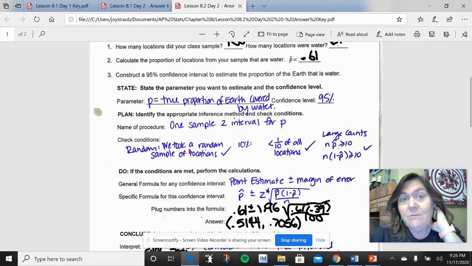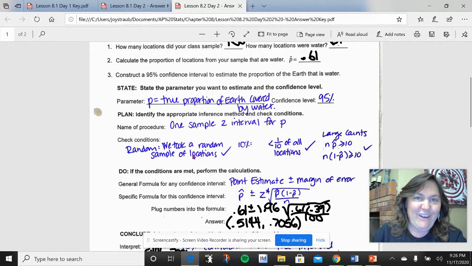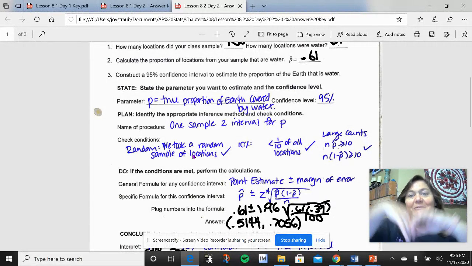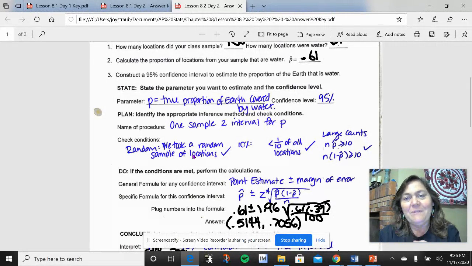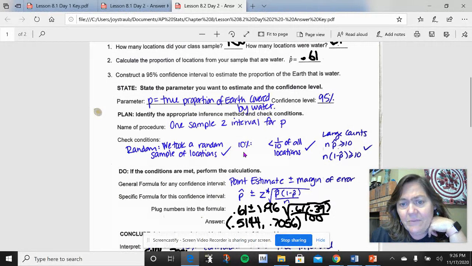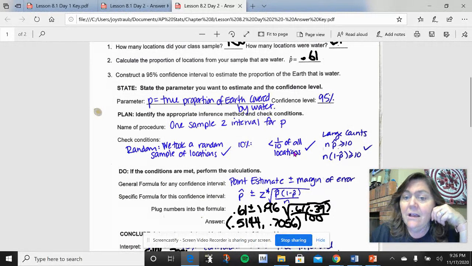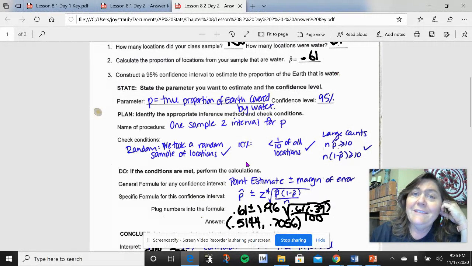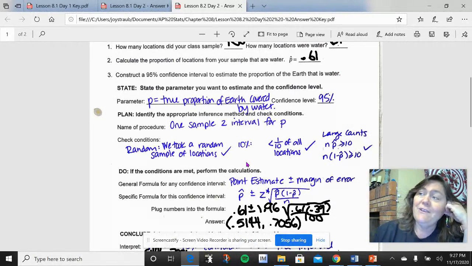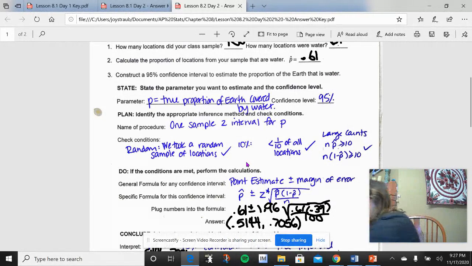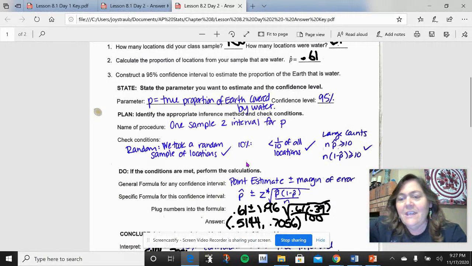So checking conditions, remember, you must check all 3. Random. This was a random tossing of the ball. I just tossed the ball, and if we'd been in the class, it would have been random tossing it around the room, and whoever caught it would say whether it was water or land, and we would have recorded it. Lots of fun that we're missing out on because of COVID. The 10% condition: taking 100 is definitely less than 1/10 of all the possible locations my finger could have fallen on that big old globe beach ball.